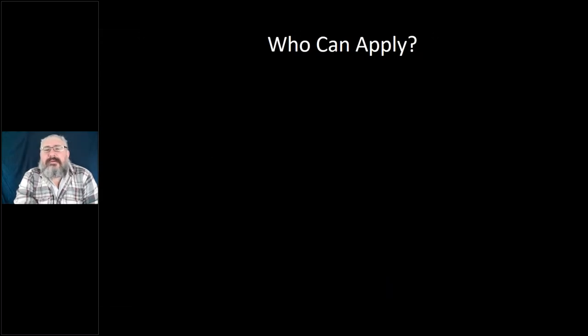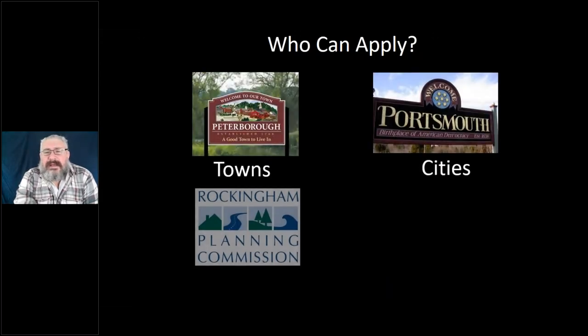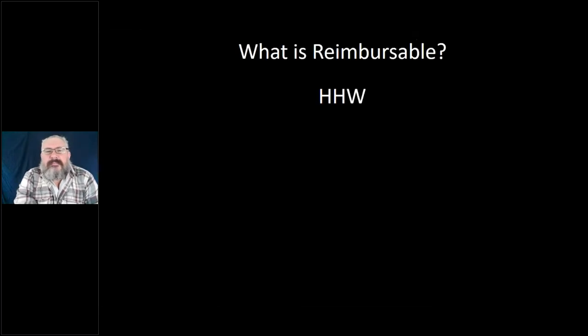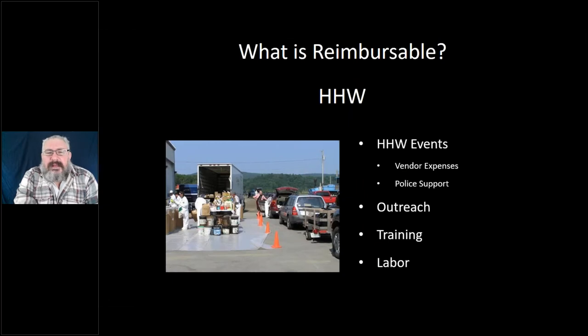So who can apply for grant money? Municipalities, so that includes towns, cities, planning commissions, and solid waste districts, which there still are a few of out there, believe it or not. So what is reimbursable for HHW? Pretty much anything that's incurred during the cost of your event that is required. So your vendor expense, when your vendor rolls in, they need to do all this setup stuff. They give you setup fees, fuel surcharges, handling fees, disposal costs, all of that.